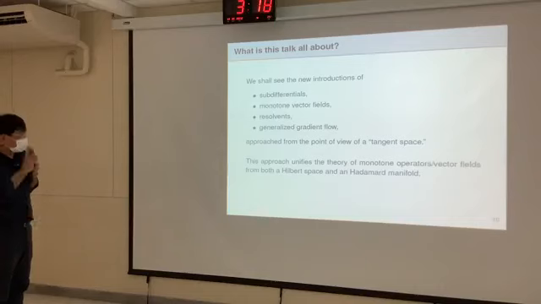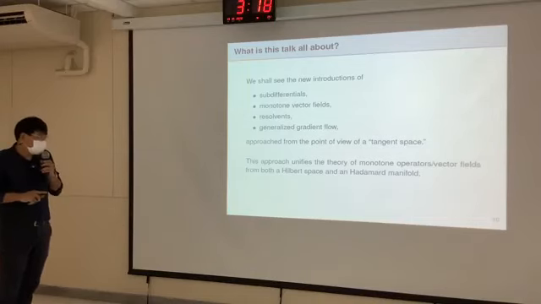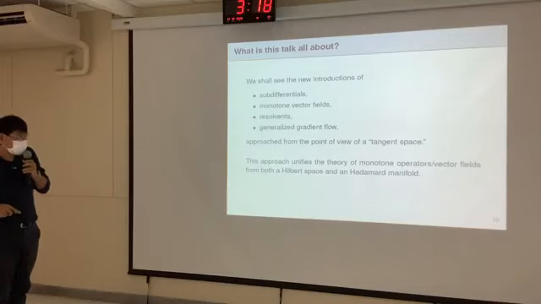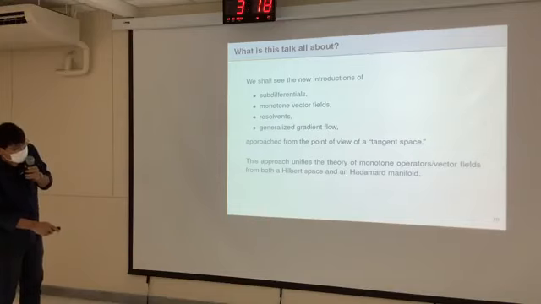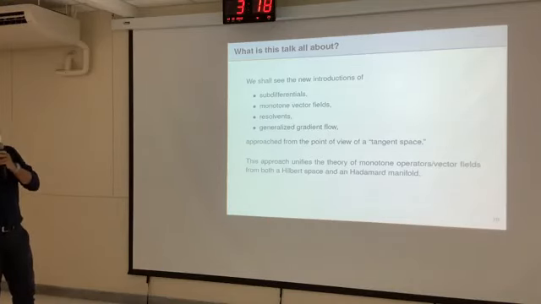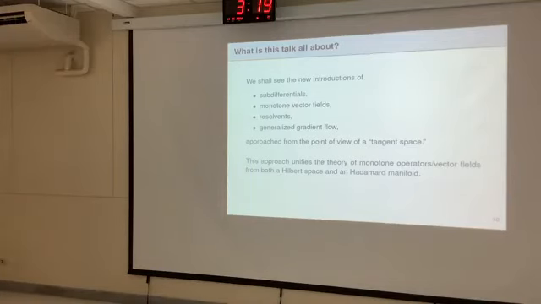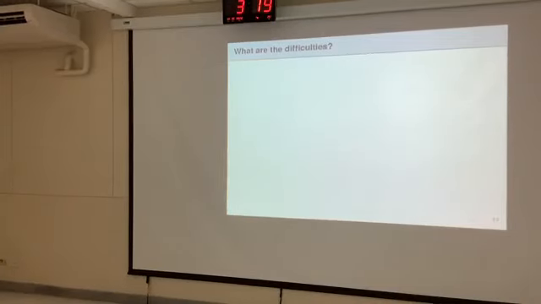Okay. And one note here: the approach that I use in this talk will unify the theory of monotone operators and monotone vector fields from both Hilbert space and Hadamard manifold. Hadamard manifolds mean simply connected, complete Riemannian manifolds whose sectional curvature is globally bounded above by zero. I have to state this because there was an approach earlier that tackled monotone operators in this CAT(0) space, but that approach only generalized the concept from Hilbert space. It was a different concept from Hadamard manifold. So in this talk I try to give a unifying approach that will generalize both from Hilbert space theory and Hadamard manifold theory. So what are the difficulties?